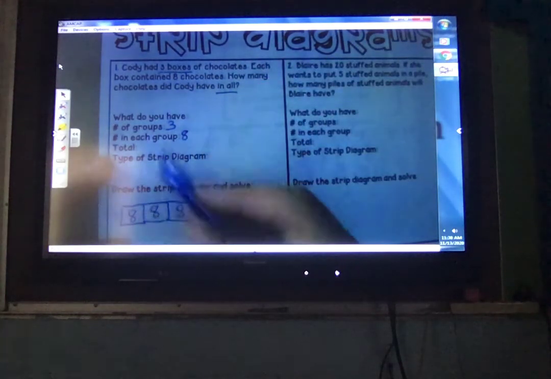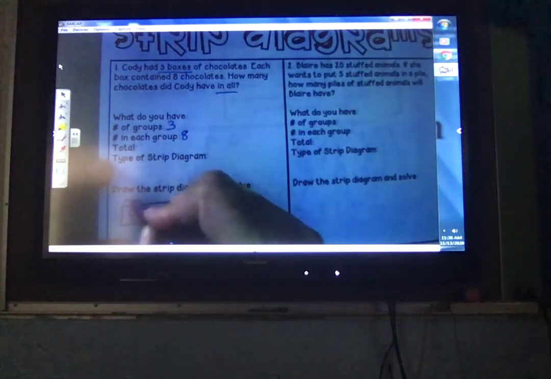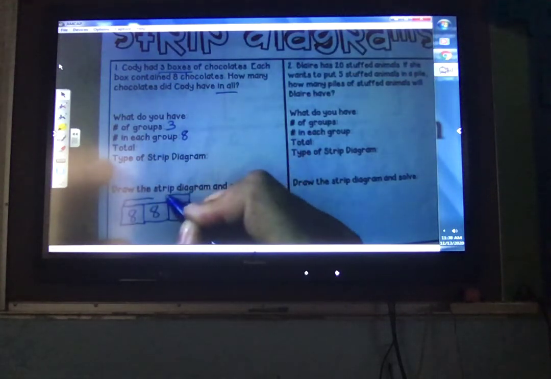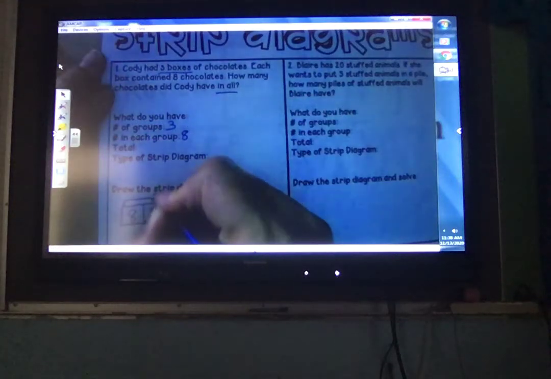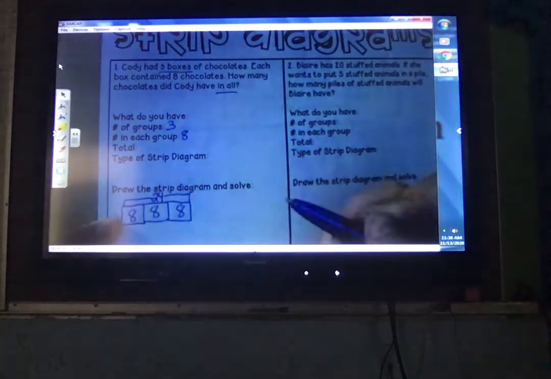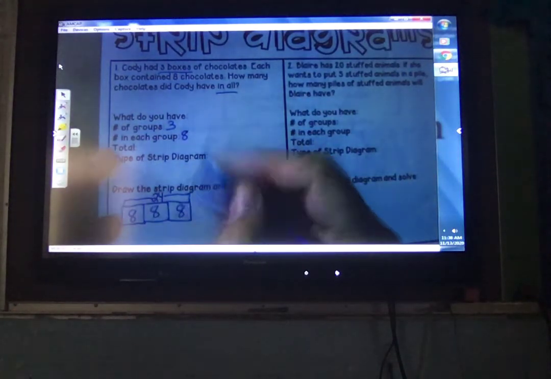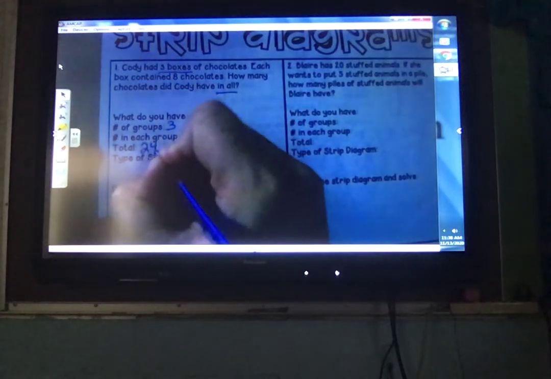So here we go, our total. What would we get if I have 3 boxes of 8? 8, 16, 24. So write that on the top of your box. You have 24 total. Total, there are 24.